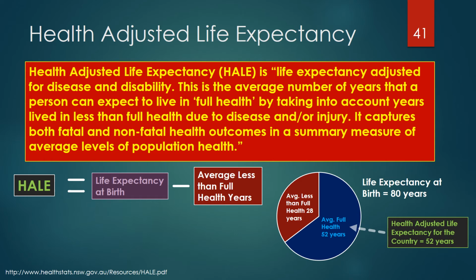This is a somewhat complex computation, but simplistically, HALE equals the life expectancy at birth of a population or country minus the average of the less than full health years for the group, based on the expected health impact of disease and injury. For example, as diagrammed in the pie graph, if the life expectancy at birth for a group or country is 80 years and the average of the less than full health years is 28 years, then the average full health years, or HALE, would be 52 years.